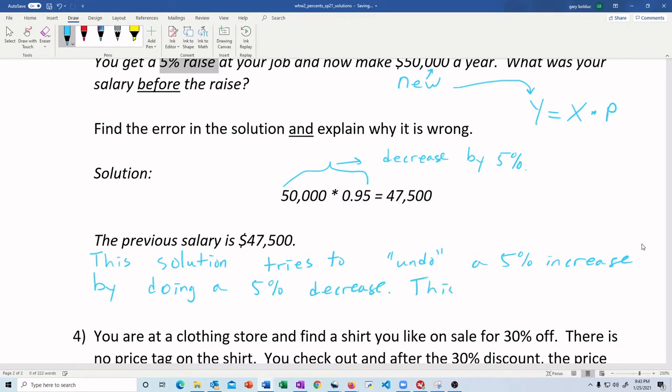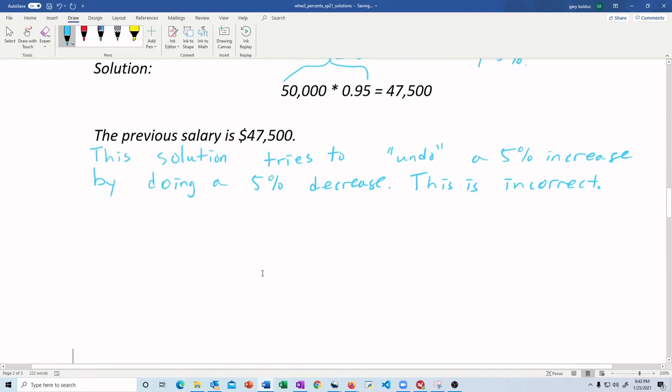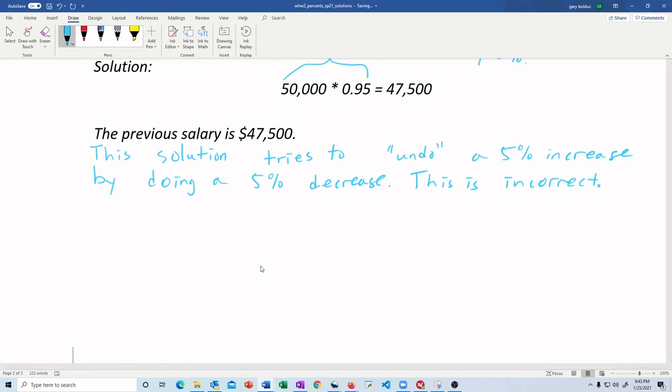This is incorrect. Okay. So let's actually do the correct one, and you'll see that we get a pretty close number, but we still get a different number. So I didn't ask you to necessarily do this. I just said, tell me what's wrong. But, you know, for completeness, why not?